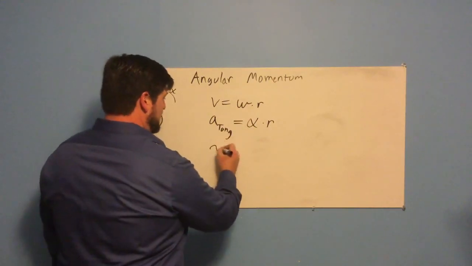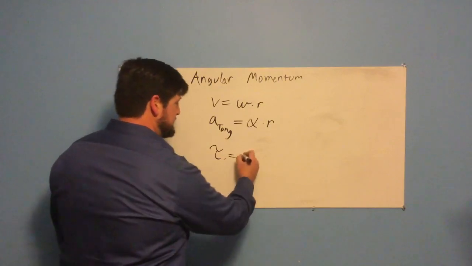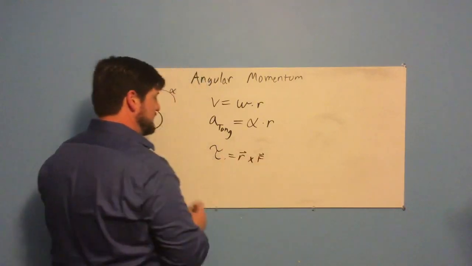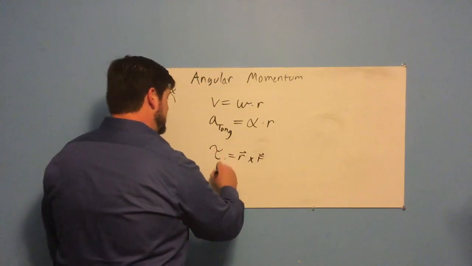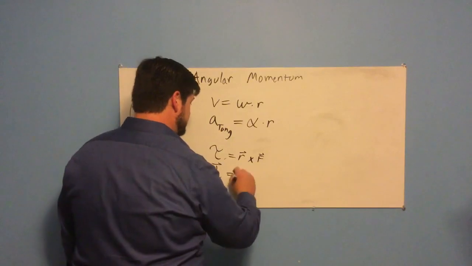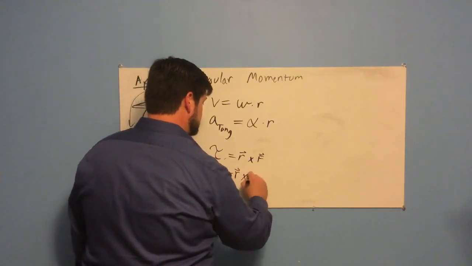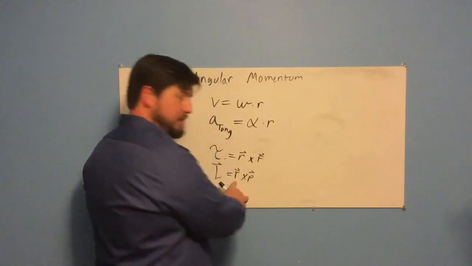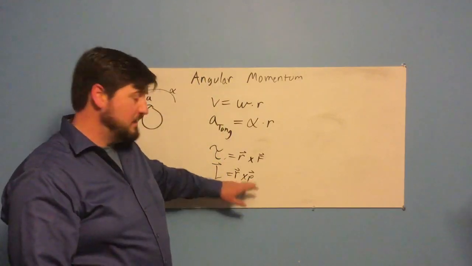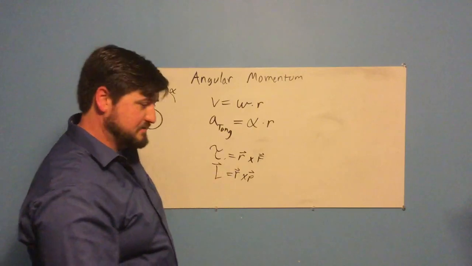And our torque, we found out that was a cross product. That was an interesting one. It was your position vector cross your force. And now we're going to do another one, which is linear momentum. It's going to be our position vector cross our momentum. So that's where we're going to start here.